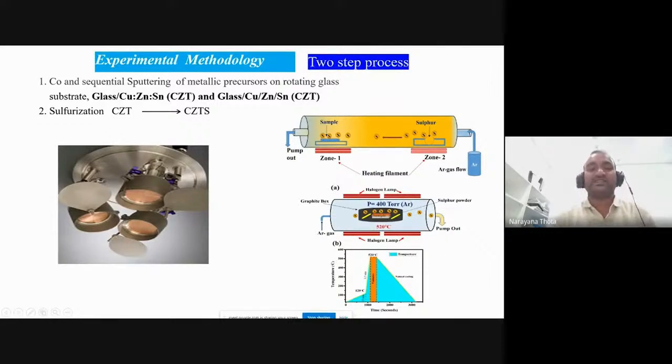We approached two methods for synthesis of these materials. So mainly a two-step method. This is for CIGS also. This is the successful method for high efficiency devices. The same methodology we adopted for CZTS thin film solar cells also. So these are the growth kinetics.